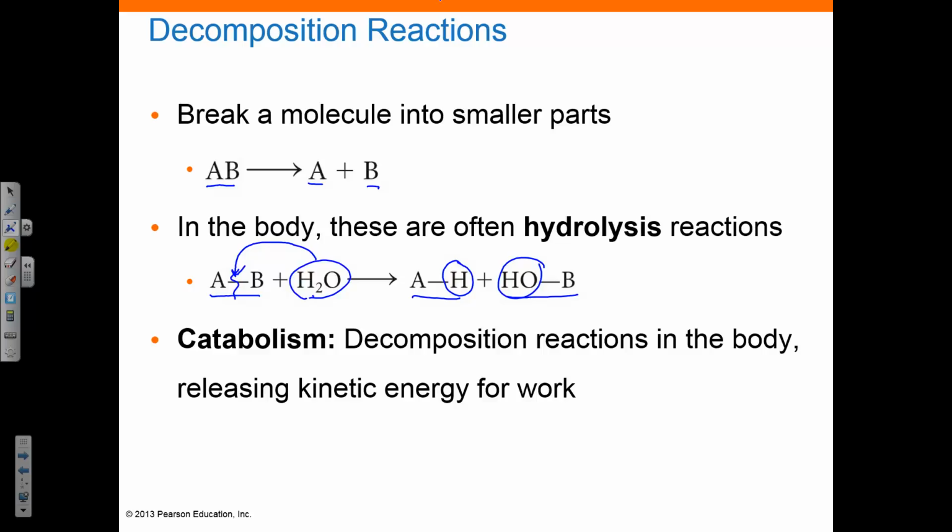When the covalent bond between A and B in that molecule is broken, energy is released. Decomposition reactions are known as catabolic reactions, reactions in the body that release kinetic energy to do work.